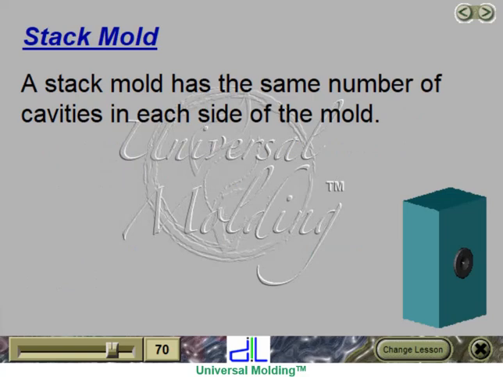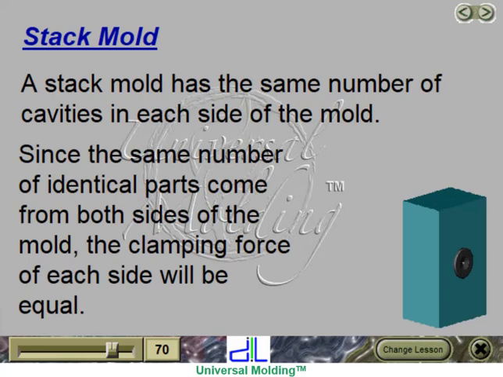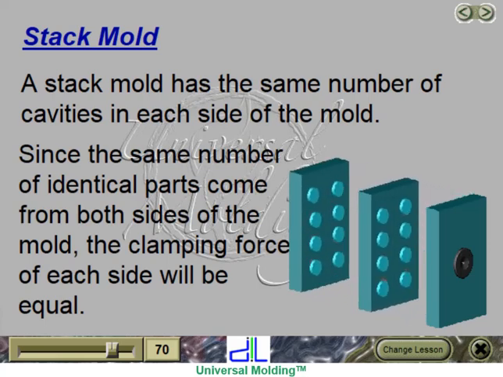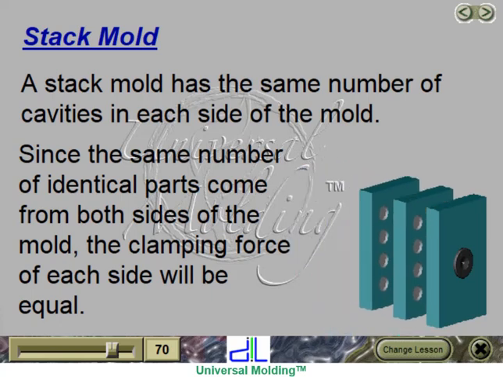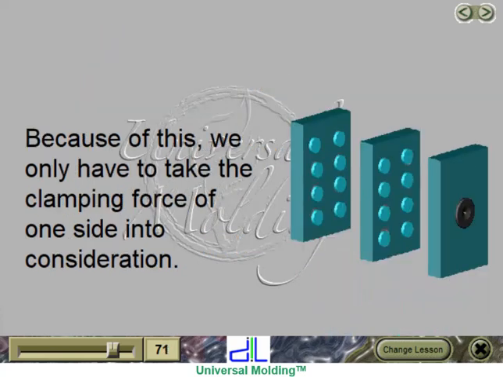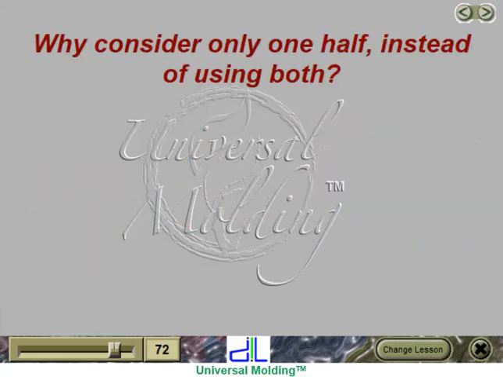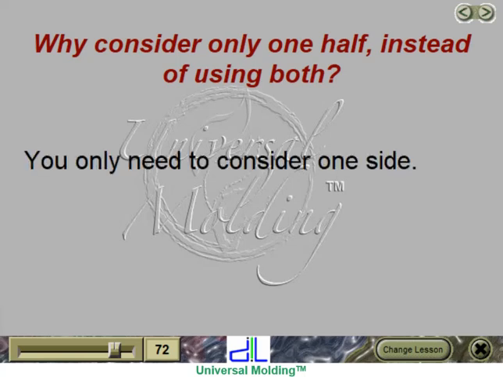Stack mold. A stack mold has the same number of cavities in each side of the mold. Since the same number of identical parts come from both sides of the mold, the clamping force of each side will be equal. Because of this, we only have to take the clamping force of one side into consideration. Why consider only one half instead of using both? You only need to consider one side.